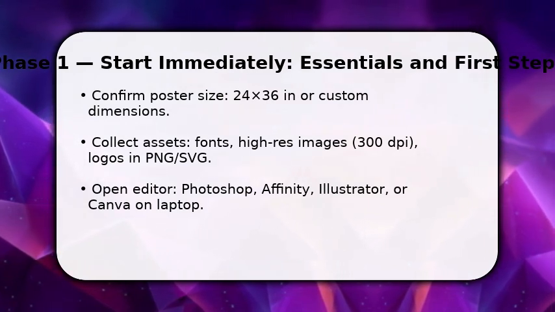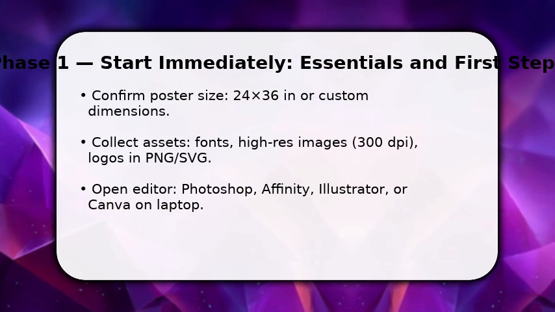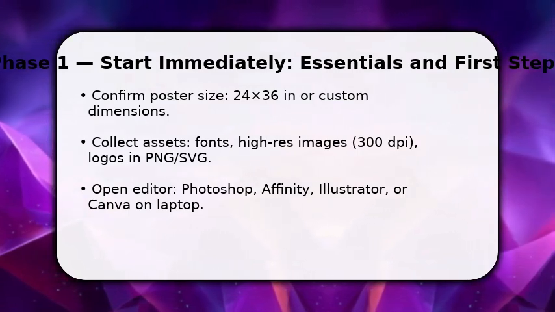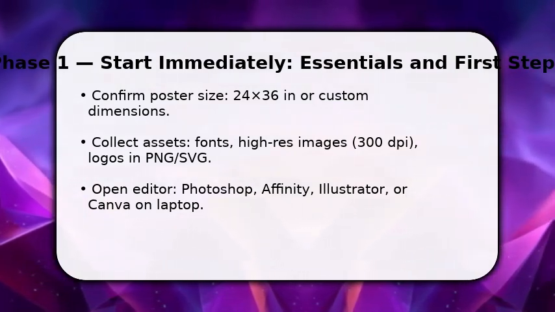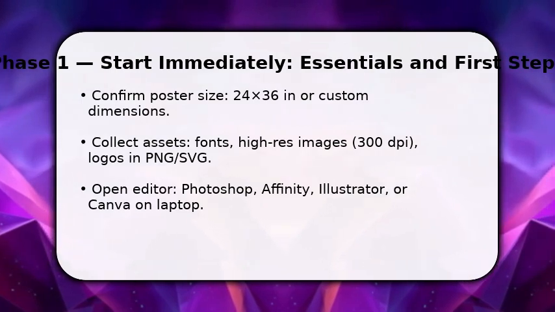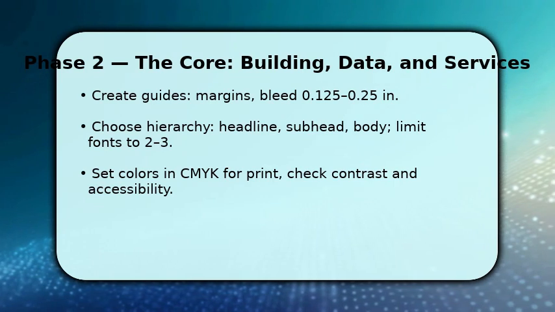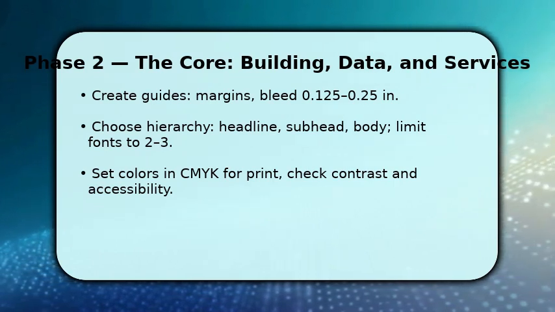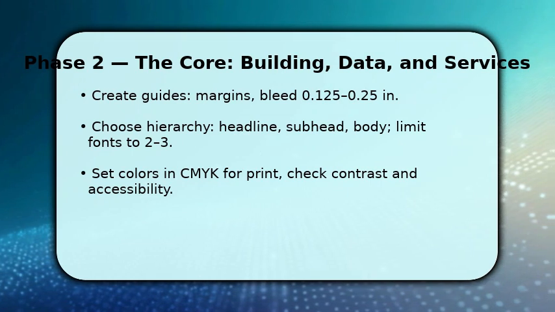Save a working copy now, using a clear file name and version number so you can revert if a change goes wrong. You now build the visual hierarchy. Place headline, subheads, and body copy with consistent spacing. Use guides and smart objects so elements stay aligned.